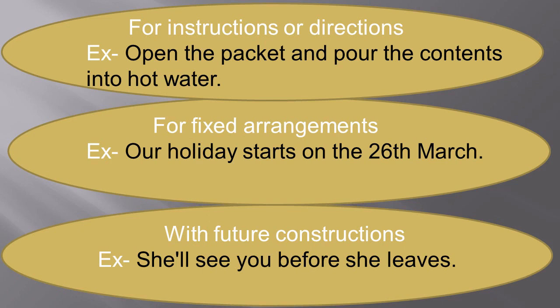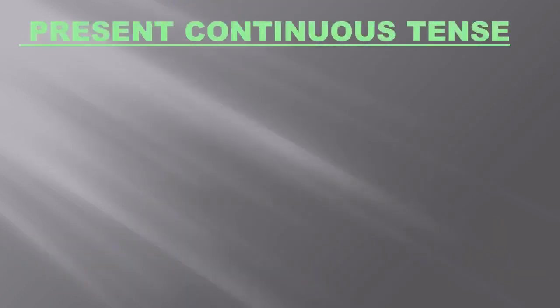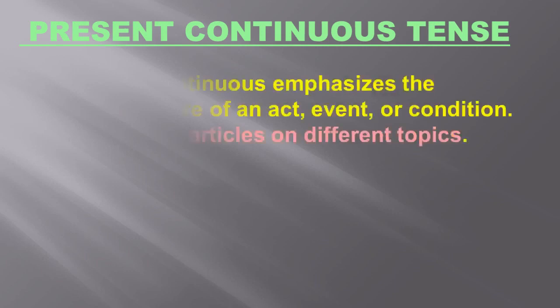Then we discussed the structure, the examples, and the uses are also important in order to identify in which type of sentence we are going to use which tense. Now let's see the next tense of this present tense, that is present continuous tense, also known as progressive tense.